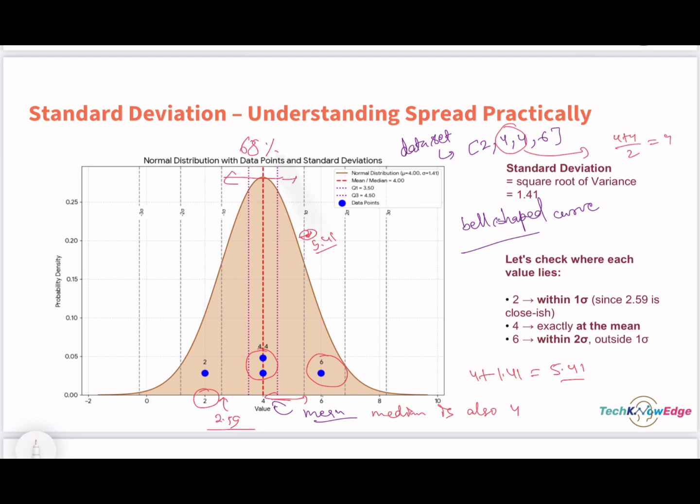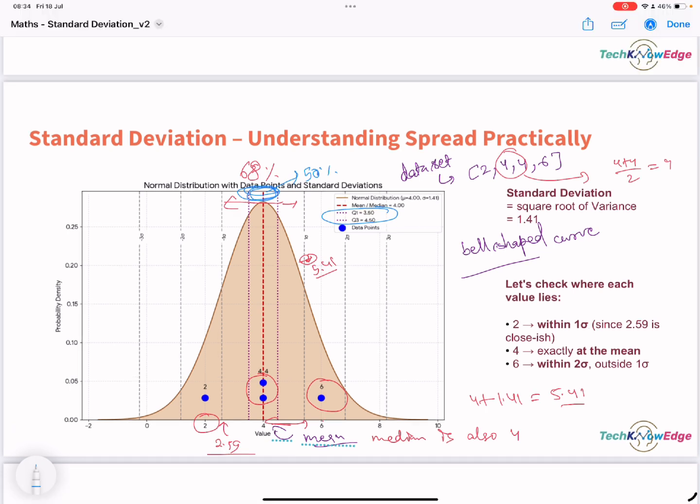We have also marked Q1 and Q3 on this plot, so 3.5 and 4.5, which help define the interquartile range, the range where the middle 50% of values lie. So even with just 4 data points, this simple data set gives us a clear visual of how values can spread around a mean in a normally distributed pattern.